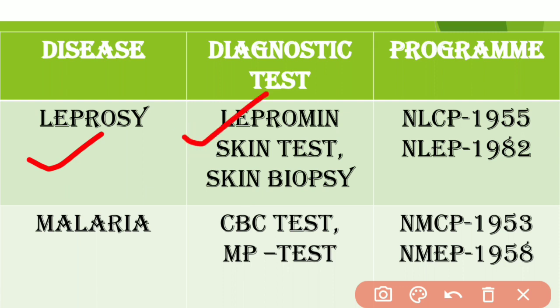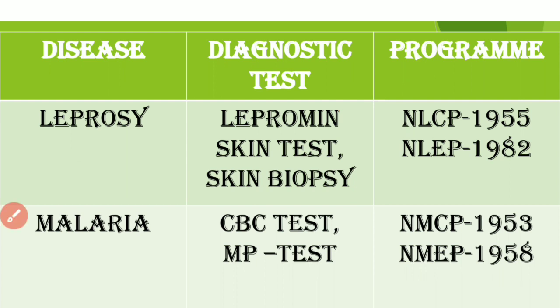So in this test, an inactivated standardized extract of leprosy bacilli is injected under the skin of the forearm, resulting in redness, swelling and other changes on the skin, which indicate leprosy infection. It is controlled by the National Leprosy Control Program, which was established in 1955, and was renamed the National Leprosy Eradication Program in 1982. So next one is malaria.